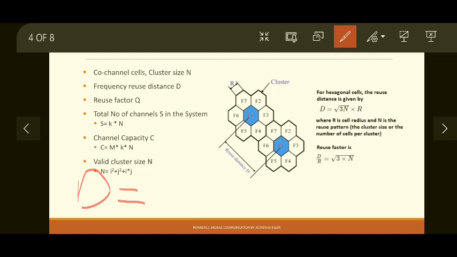Then comes the concept of the reuse factor. How many times can you repeat the same set of frequencies within a coverage area? In this diagram you can see F1 is repeated only 2 times, but this may not be the entire coverage area or entire city. So how many times you can repeat the entire set of frequencies defines the reuse factor Q. That is given by d by r equal to root 3 into n, where n is the cluster size.